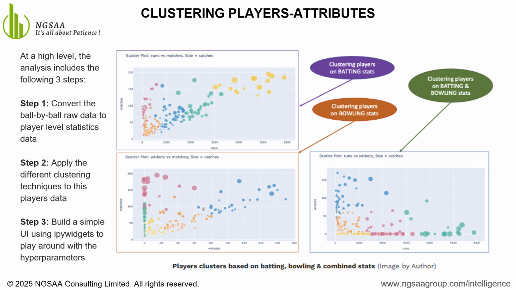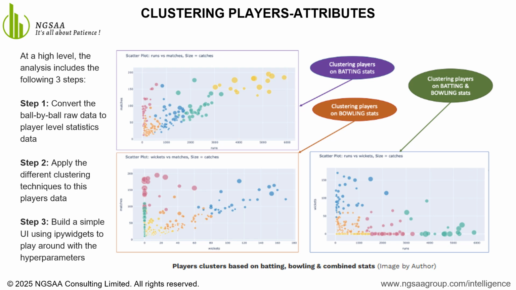Introduction to player clustering. This analysis helps in categorizing IPL players based on their batting, bowling, and all-round performance. Useful for team selection, auction strategies, and performance optimization. Step-by-step approach. 1. Data preparation. Convert ball-by-ball match data into player-level statistics. Extract key features such as runs scored, wickets taken, strike rates, economy rates, and catches.